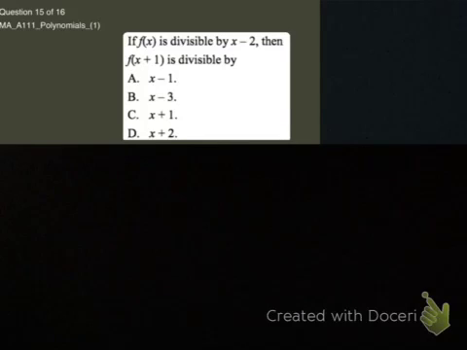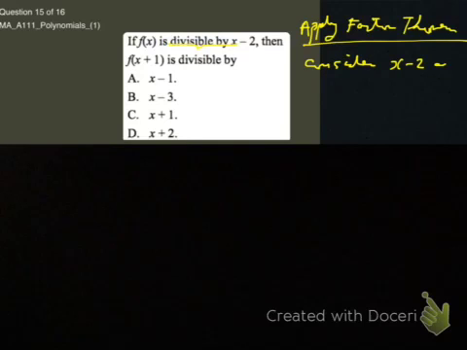Now in question 15, again, there are a lot of concepts involved. If f of x is divisible by x minus 2, what does that mean? Well, this means that if we put x equal to 2 into the function, then the remainder should be 0. So we can apply the factor theorem here, and f of 2 is equal to 0.